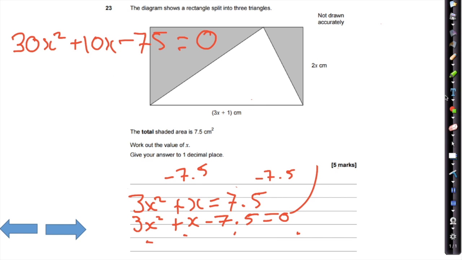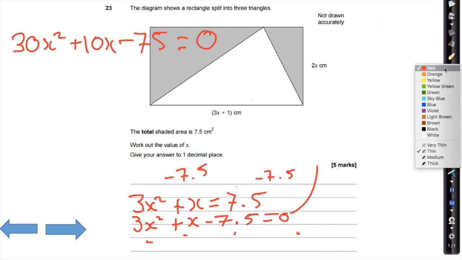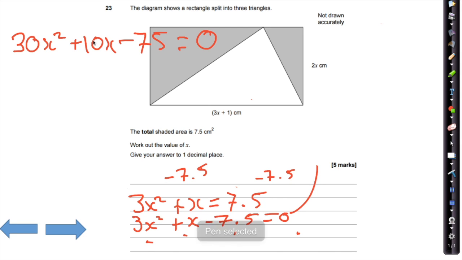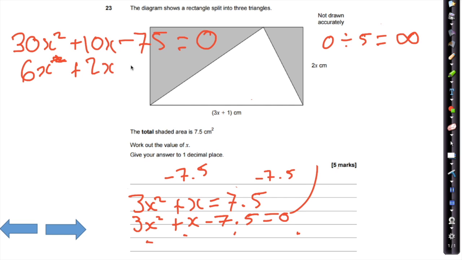you can hopefully see that this factorizes. But before we're going to factorize it, we could simplify it. These are all divisible by 5. So let's divide them all by 5, as is 0. So we're not going to get into that now. 0 divided by 5 is even infinity, but anyway. 30x squared divided by 5 is going to be 6x squared. 10x divided by 5 is going to be 2x. And minus 75 divided by 5 is going to give us 15. 0 divided by 5 is going to be 0 for the sake of argument.